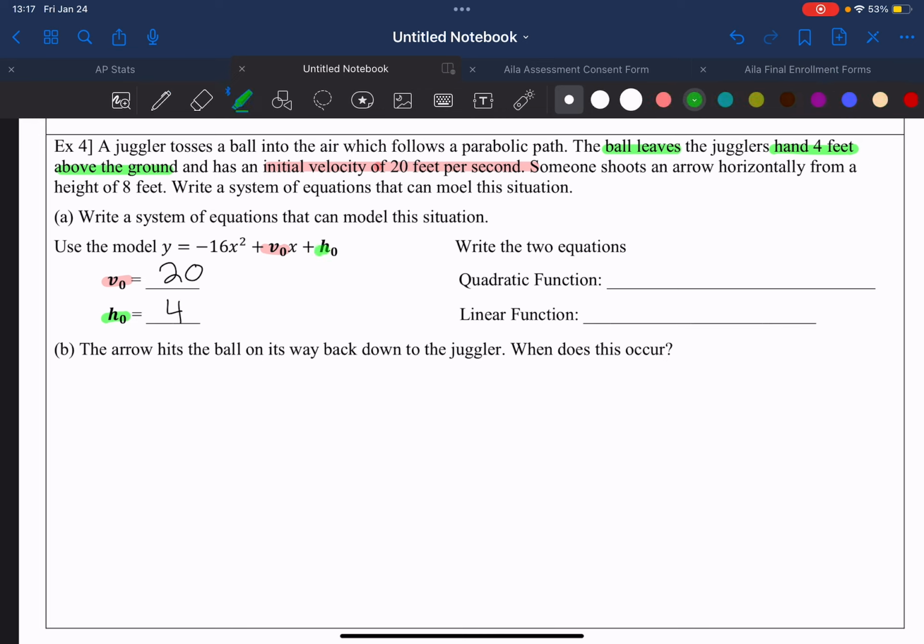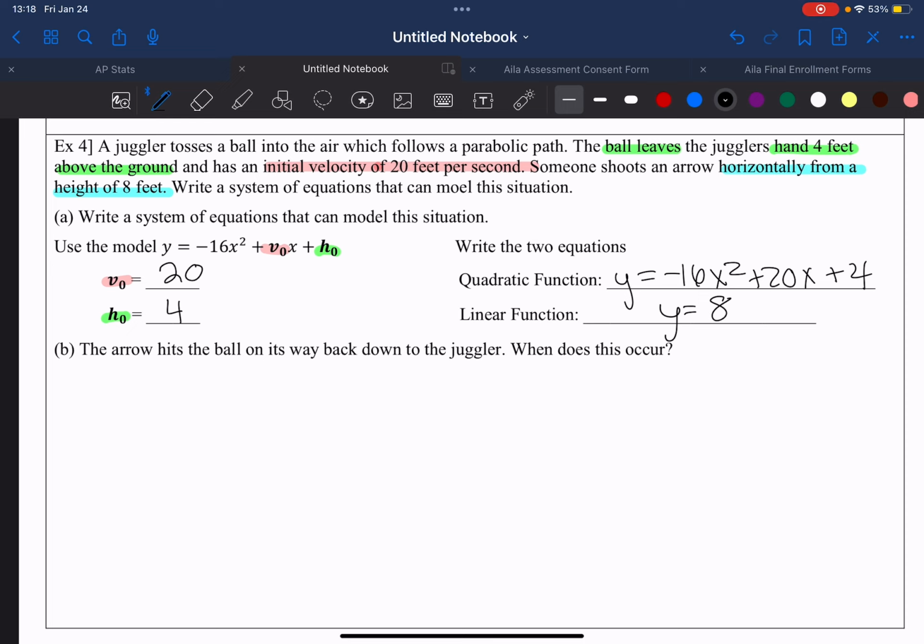And then I'm going to take those numbers and plug it into the model, and that is going to give me my quadratic function. So y is equal to negative 16x squared plus 20x plus 4. And then in order to find my linear function, it says that someone shoots an arrow horizontally from the height of 8 feet. Well, if someone shoots it horizontally, we know a horizontal line is going to go through y. So this is going to be y is equal to, and then whatever that y-intercept is, so height of 8 feet. So y is equal to 8.